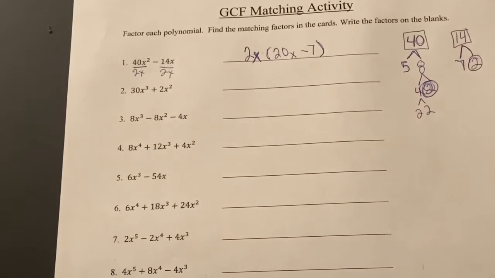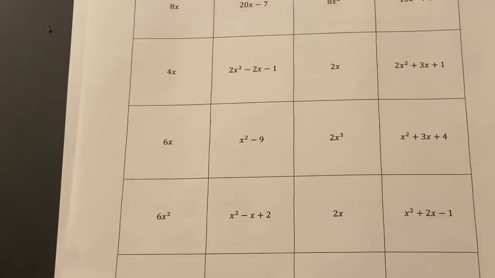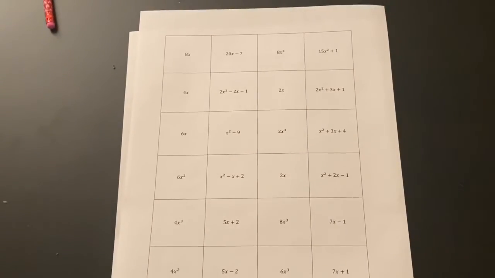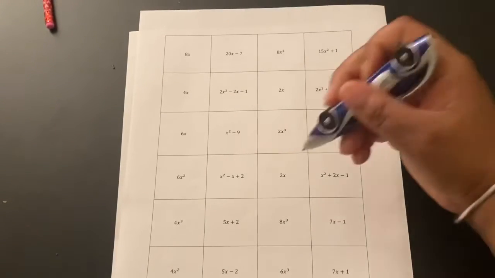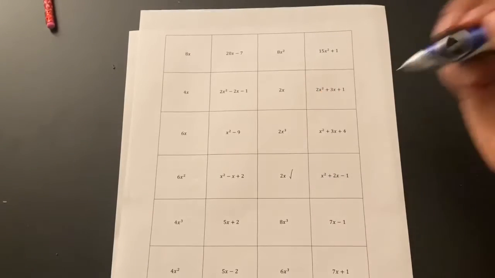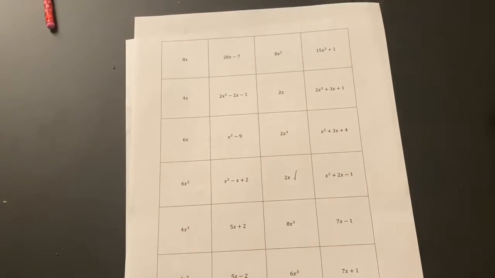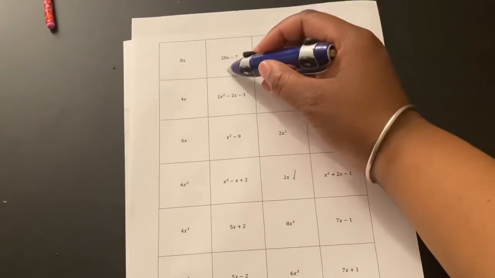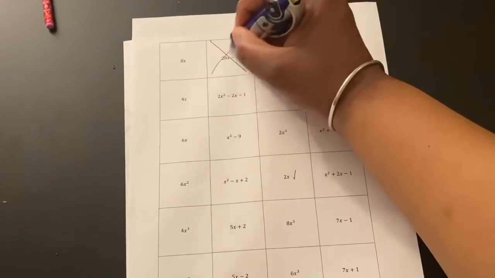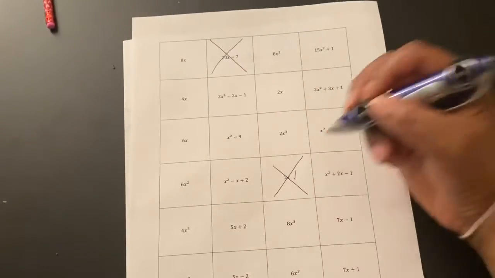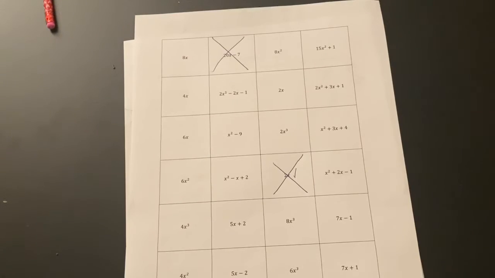So now I'm going to go to the sheet of paper here, and I'm going to look for those two factors. I have 2x here, and then I'm looking for 20x minus 7. And 20x minus 7 is here. So I'm going to cross these two out because I don't want to use them again. You should not have to use them again.